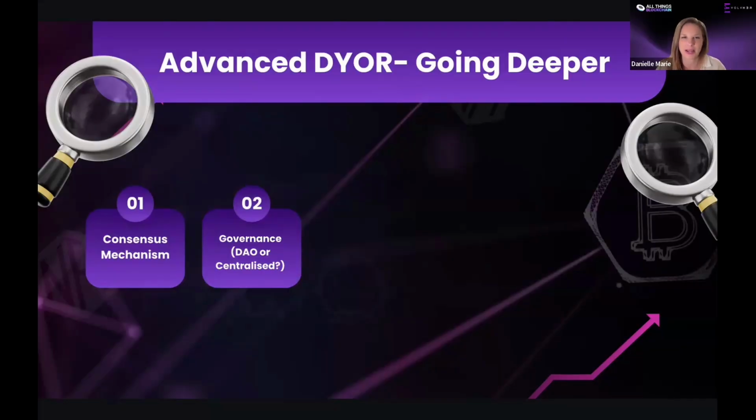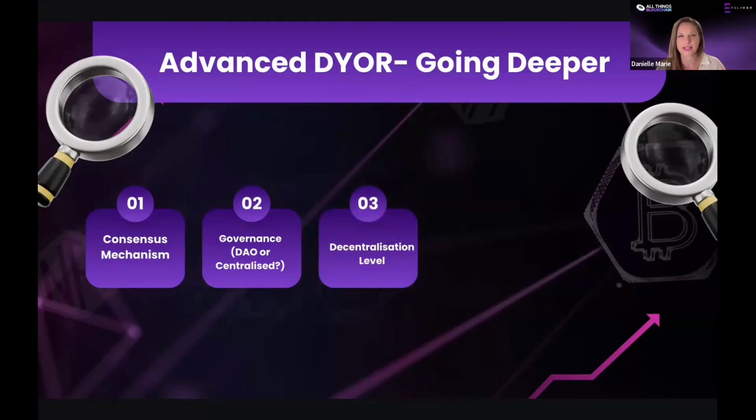How are decisions made? What's the governance? Is it a DAO? Is it centralized? What's the level of decentralization? That a lot of times will come down to the consensus mechanism they're using and their governance structure. Understanding this is quite important because the fundamentals, your layer one, your consensus mechanism, your governance, how decisions are made and how decentralized the platform is, contribute to the sustainability of your project because it's actually built on that chain.